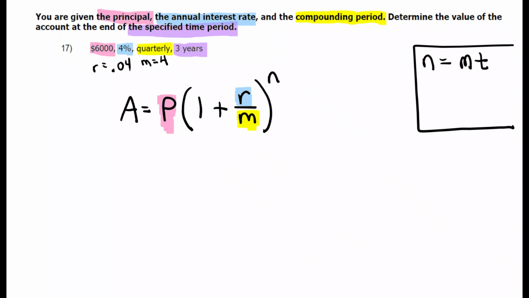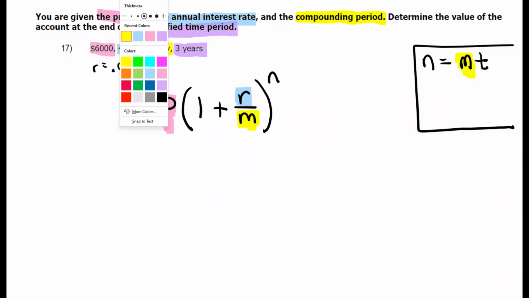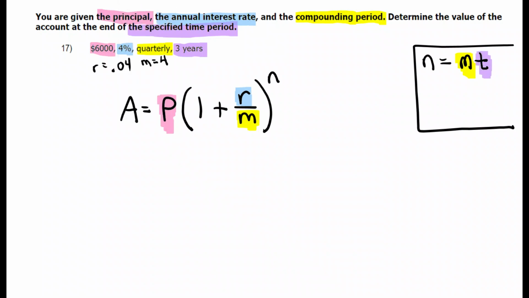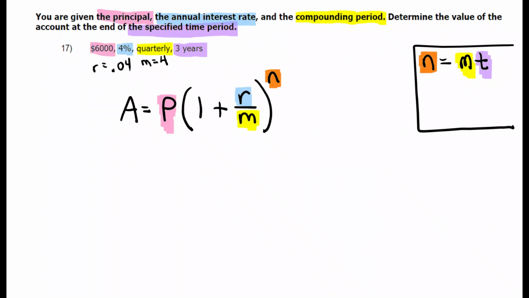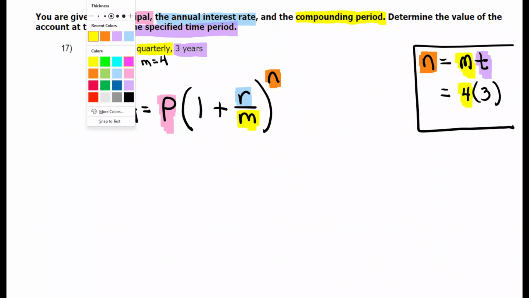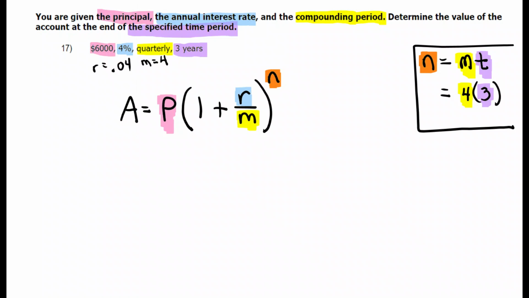And then over here, I have to take M times the number of years to get my N. Here, let's use orange for N, since I just love to highlight everything. There you go. So this is gonna be 4 times 3, right? The compounding period is 4. They're going to recalculate interest 4 times a year for the next 3 years. That means 12. So I'm going to put in all the numbers now.